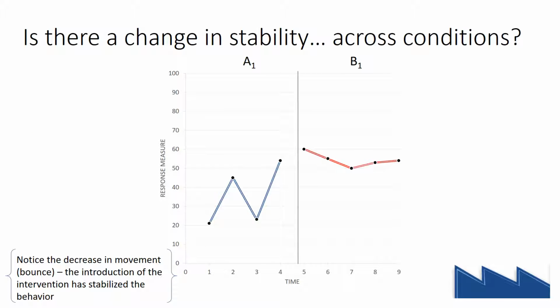Here is an example of an immediate change in stability across conditions. In A1, or baseline, the data are variable, with a lot of bounce and no clear trend. With the introduction of the intervention in B1, the data path stabilizes. The level also improves, and there is a flat trend. When examining stability, also consider the level and trend.